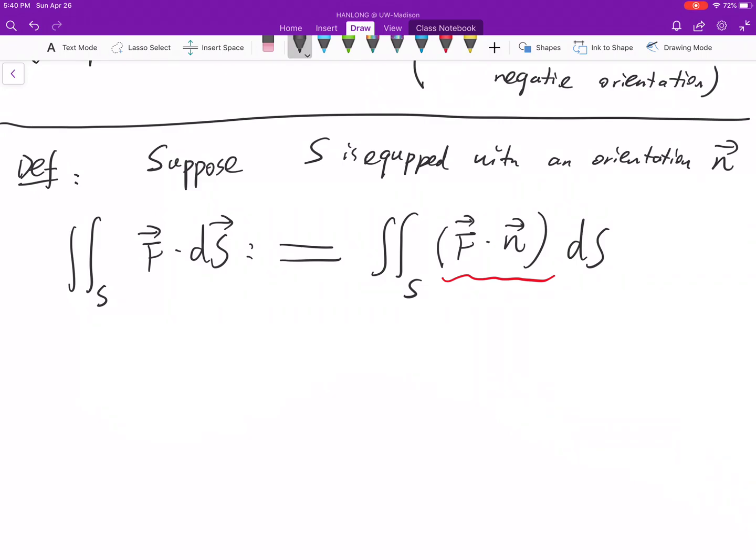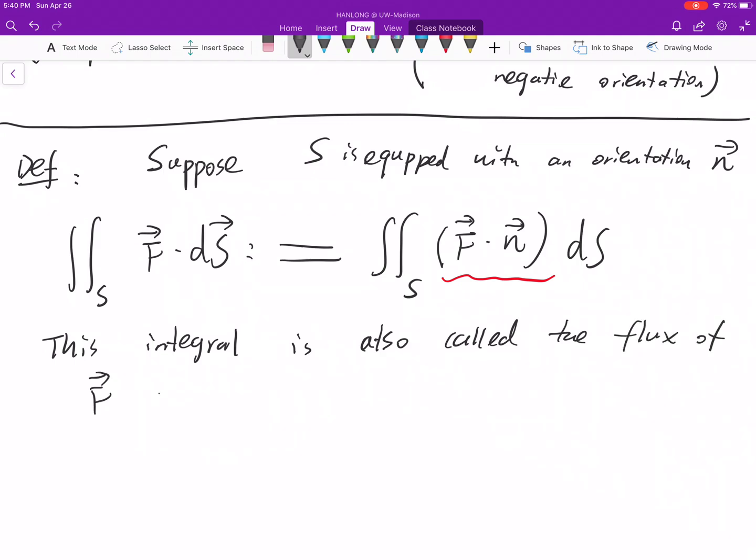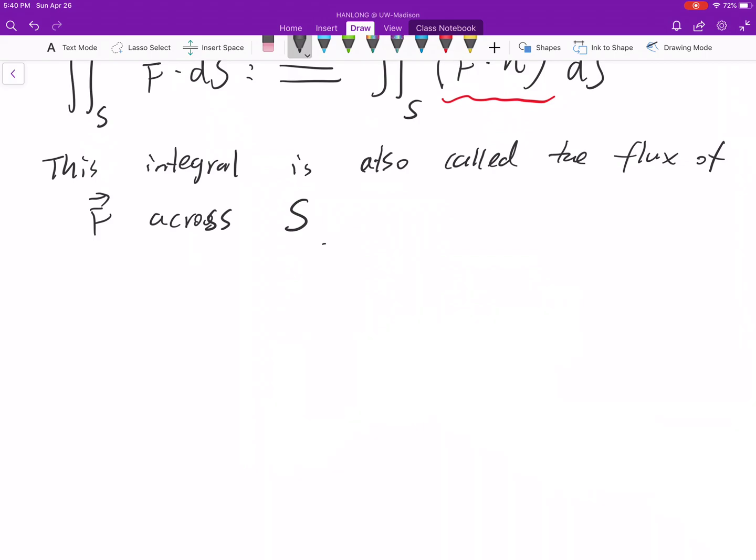And sometimes we also give this a physical name. This integral is also called the flux of f across the surface S. Okay, next we are going to carry out some computation for different cases.